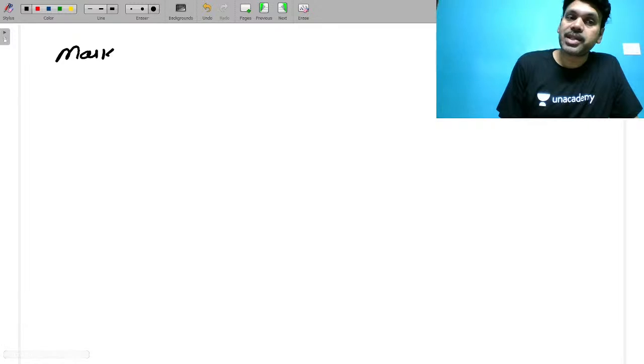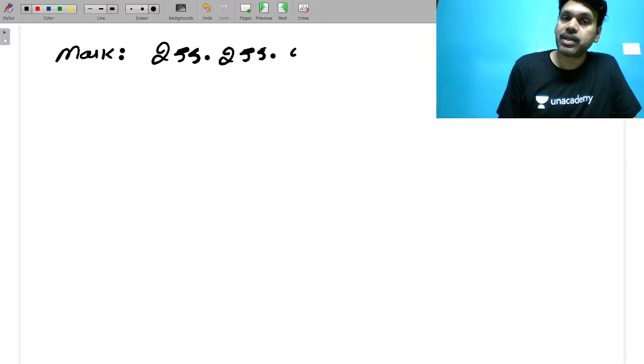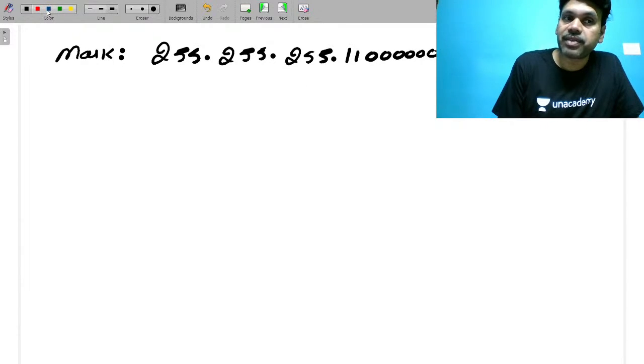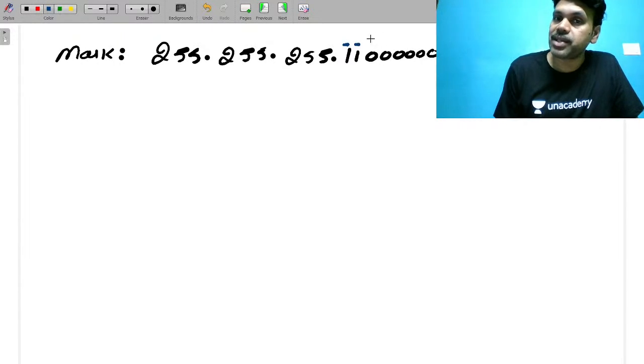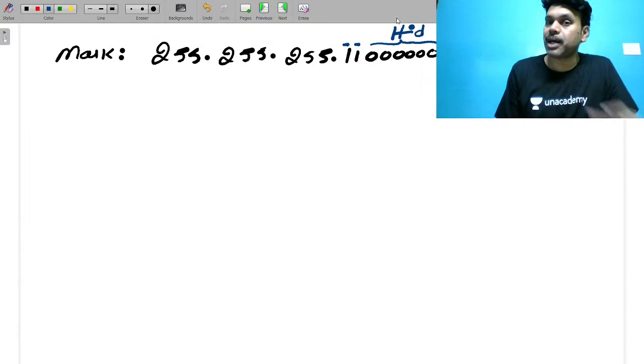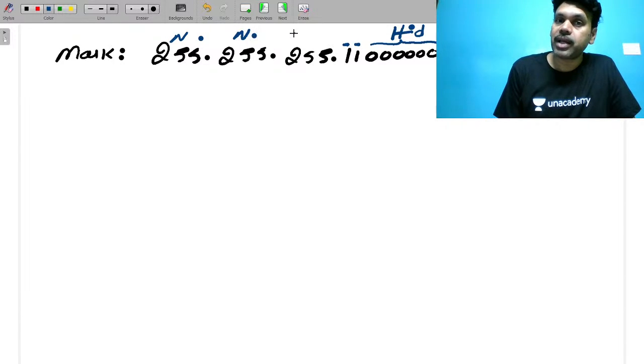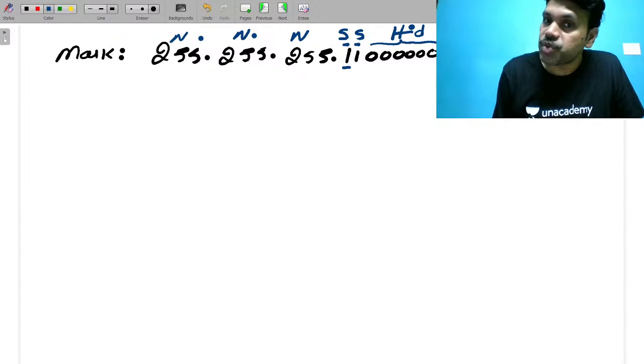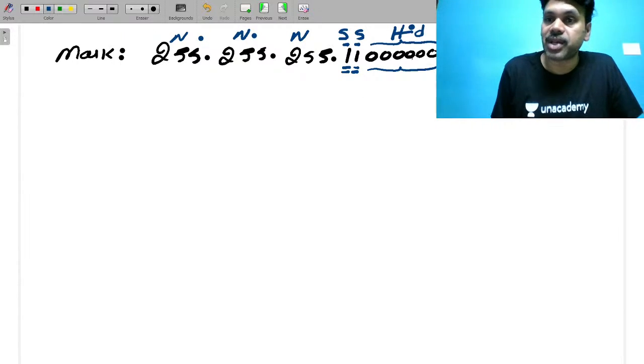So your mask is given such that 255.255.255 and then 1 1 0 0 0 0 0 0. Now observe carefully. This is masked and this is masked. The rest is not masked. I am calling it the host ID part, and these are your network ID part. This is a subnet bit, and this is a subnet bit. That means the 128th position is subnetted and the 64th position is subnetted. For every combination, you are going to have 6-bit host IDs.